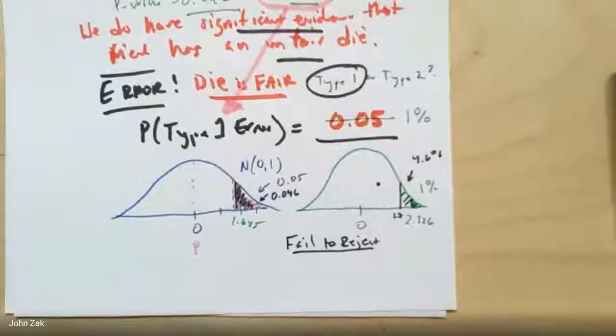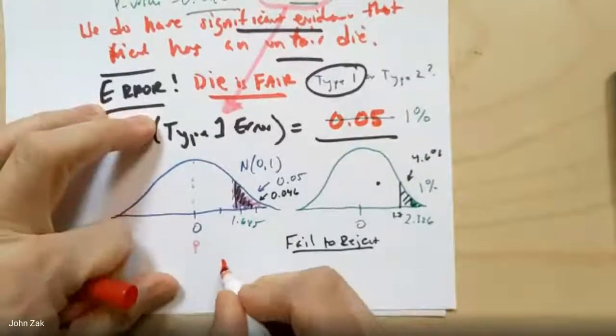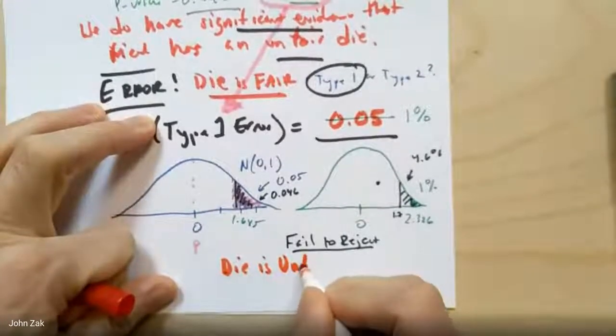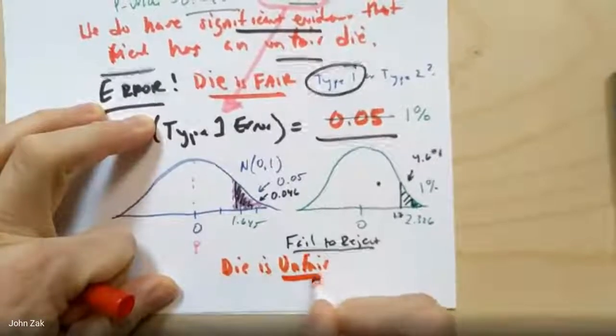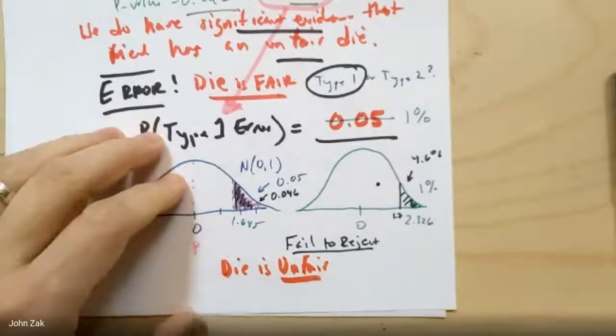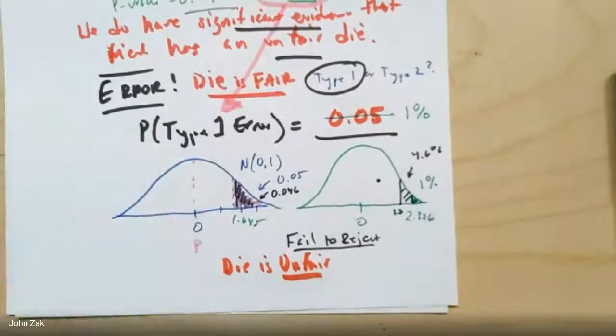Let's suppose it turned out that the die is unfair. That the die really, really is unfair. Then what kind of error might I have made here when I failed to reject the null hypothesis? I see answers coming in. I see 1, 2, 3, 4 answers. I'll wait for one more.